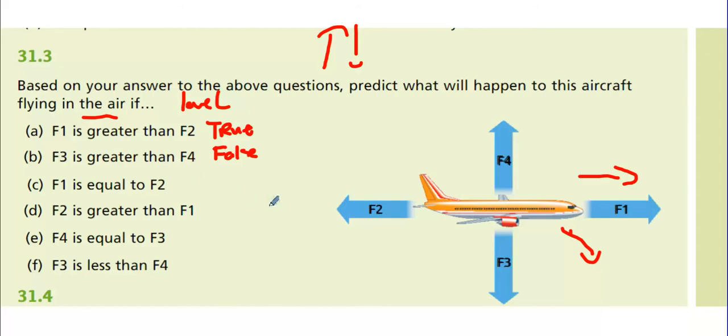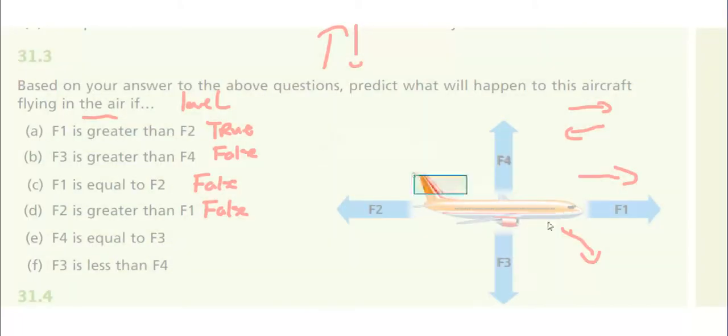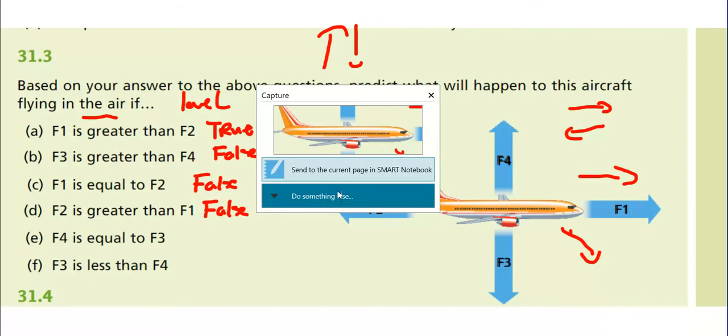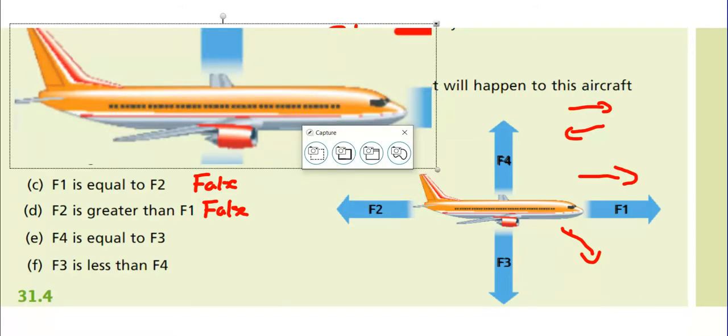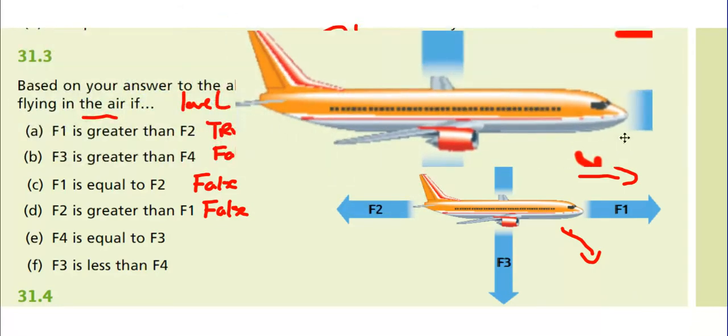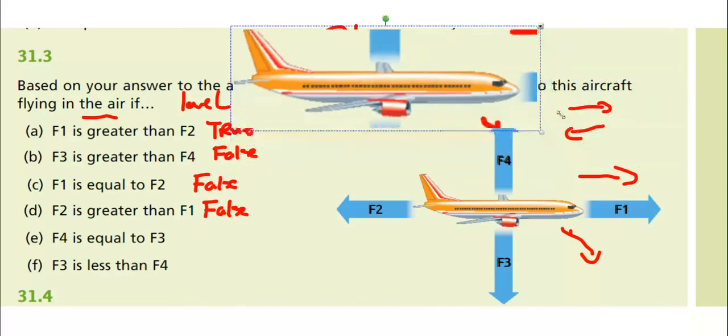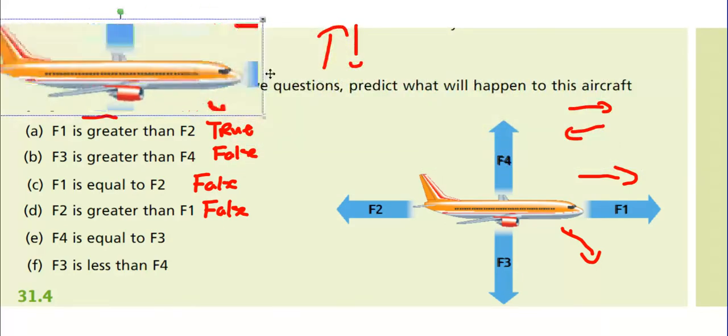F1 is equal to F2. Well, if F1 is equal to F2, your force right equals your force left, which means you're traveling nowhere. Airplanes don't generally do that, so we say false for that. F2 is greater than F1. False. That would mean you're going backwards, which airplanes can't be doing. Airplanes usually travel left to right in this case, but you don't see the airplane going back this way. No, that ain't going to happen.